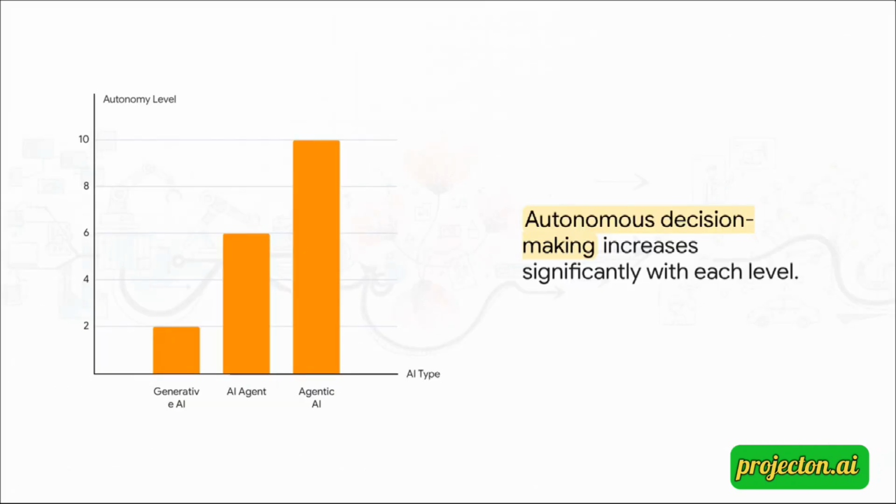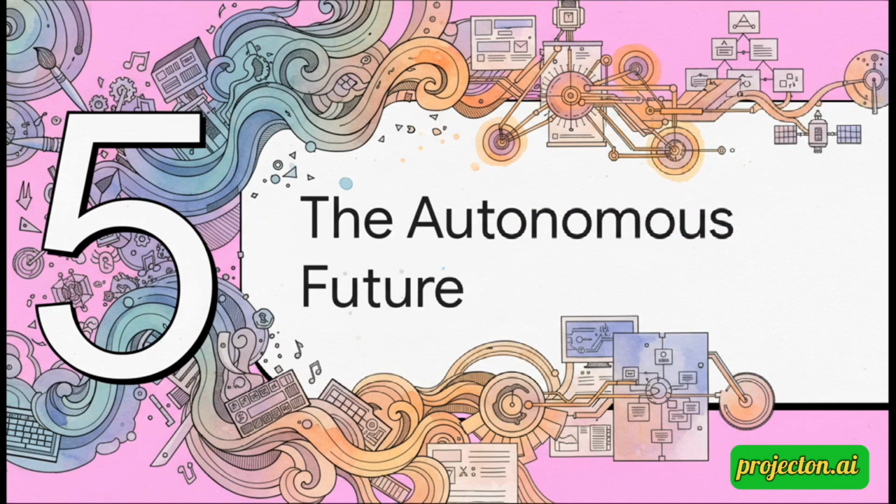And if you look at it in terms of autonomy, how much they can do on their own, you see this perfect upward climb. Generative AI has pretty low autonomy. An AI agent has a medium amount. It can make simple choices. But agentic AI, we're talking a high degree of autonomy. It's planning, it's executing, it's running the show. So where does all this go from here? What does this whole evolution from a simple creator to a complex orchestrator actually mean for our future?